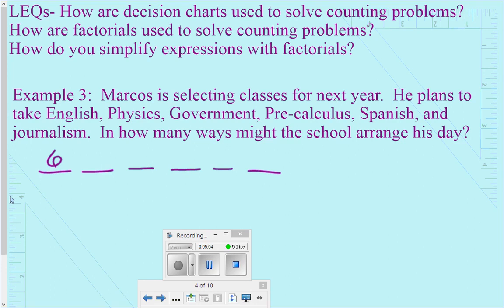Now, even though he might really, really want to take pre-calculus 2 periods in a row because he just loves pre-calc, he can't. He can only take it one time, one period. So that means 5 classes are left, and then 4, and then 3, and then 2, and 1. And we multiply that, and when we multiply that, we get 720. Okay. Now, that's one way to do the problem, using a decision chart and 6 times 5 times 4 times 3 times 2 times 1. Now, some of you may have learned previously in other classes about what's called a factorial.